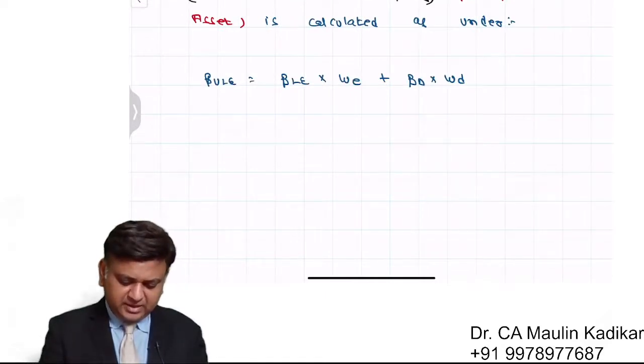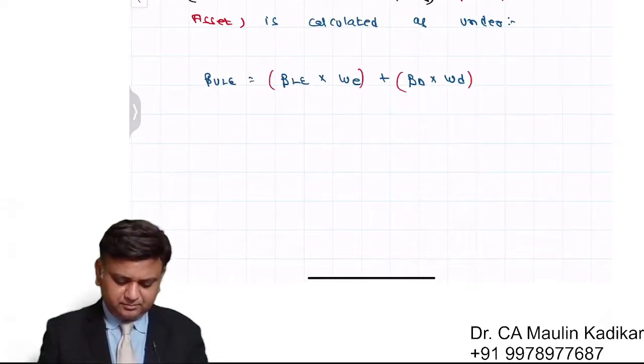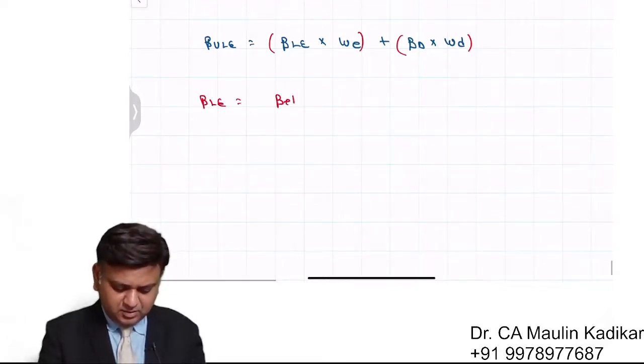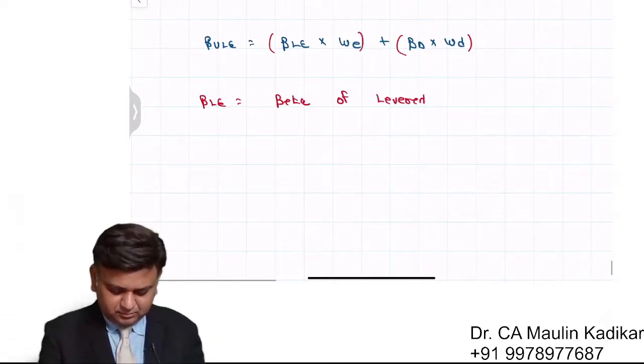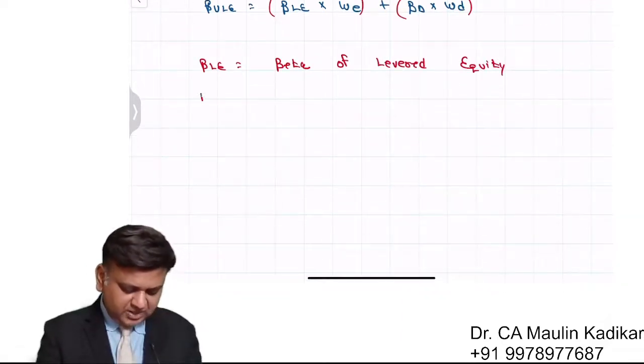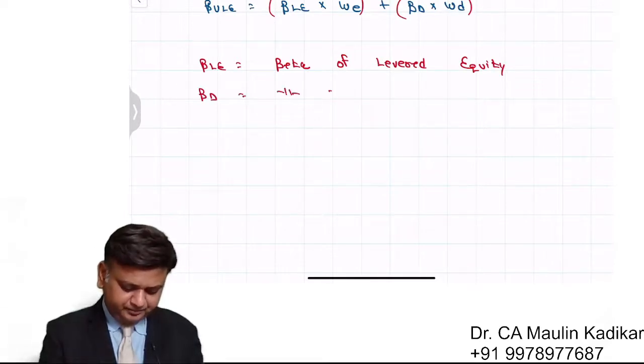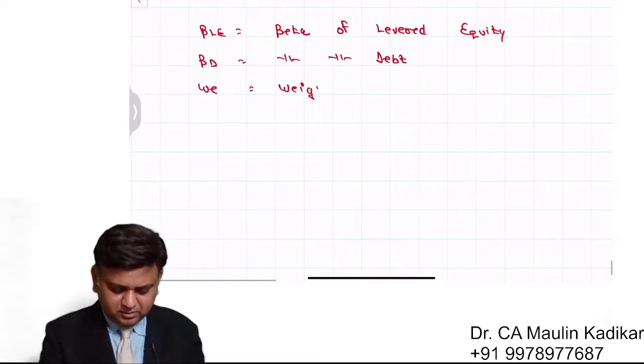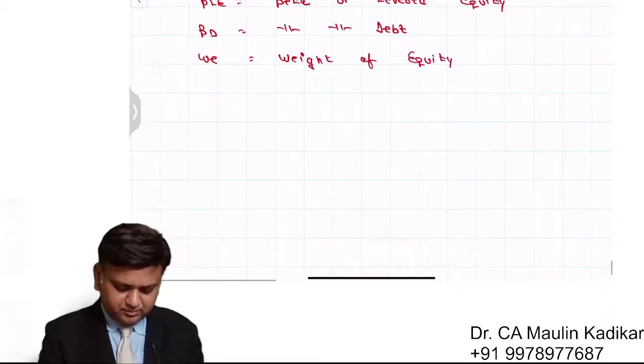लीवर्ड इक्विटी का मतलब क्या होता है? डेट फाइनेंसिंग है. बीटा ऑफ लीवर्ड इक्विटी स्टैंड्स फॉर व्हेन देयर इज डेट फाइनेंसिंग. And this is beta of debt. This is weight of equity, and this is weight of debt.